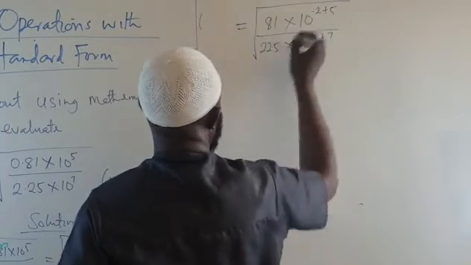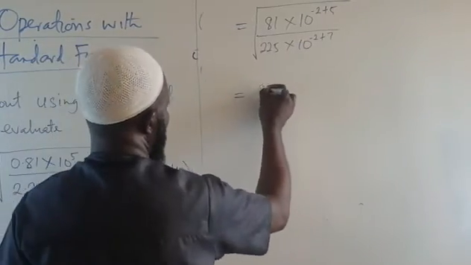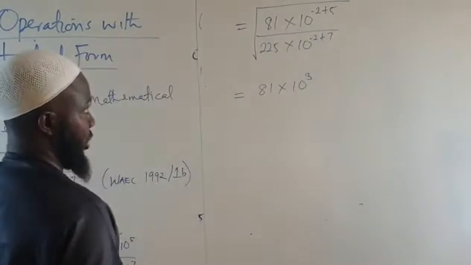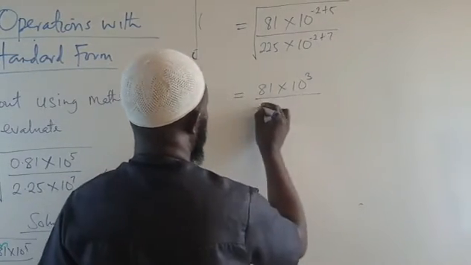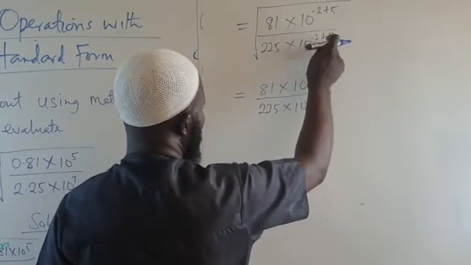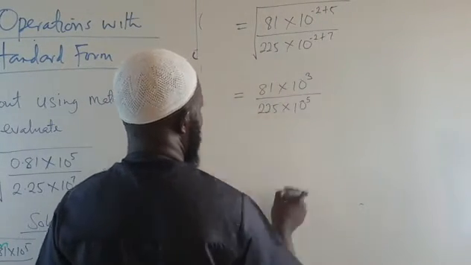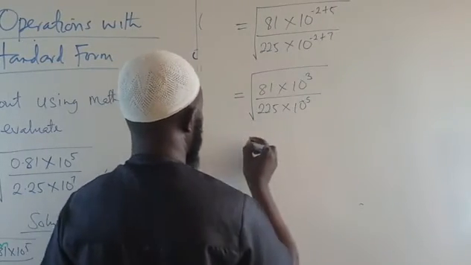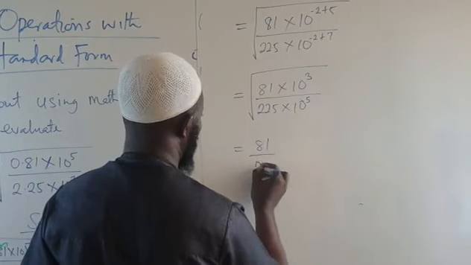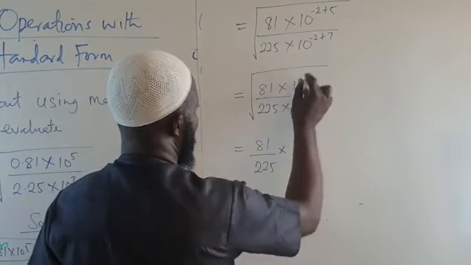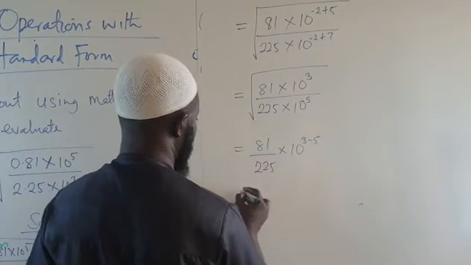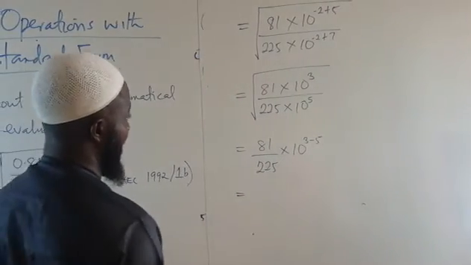Then don't forget the square root. Equals 81 multiplied by 10 raised to the power 3 minus 2 plus 5 gives 3, divided by 225 multiplied by 10 raised to the power what? Minus 2 plus, and that gives us 5. Is that clear? So then you go to the what? The square root. So we can then say 81 divided by 225 multiplied by, let's have this one to be 1, that is 10 raised to the power 3 minus 5. So I'm just trying to break everything down so that you don't miss it.